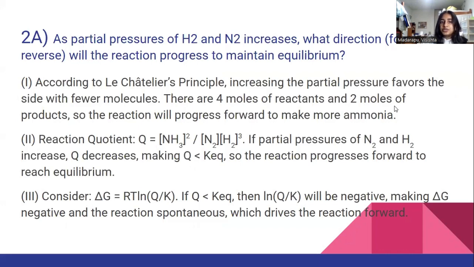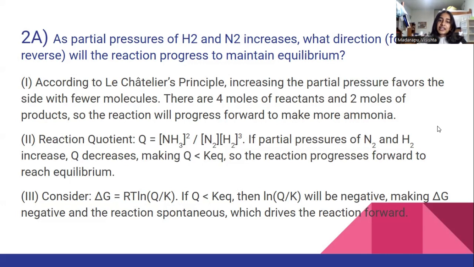So as partial pressures of H2 and N2 increase, what direction will the reaction progress to maintain equilibrium? According to Le Chatelier's principle, increasing the partial pressure favors the side with fewer molecules, and since there are 4 moles of reactants and 2 moles of products, the reaction will progress forward to make more ammonia towards the products.